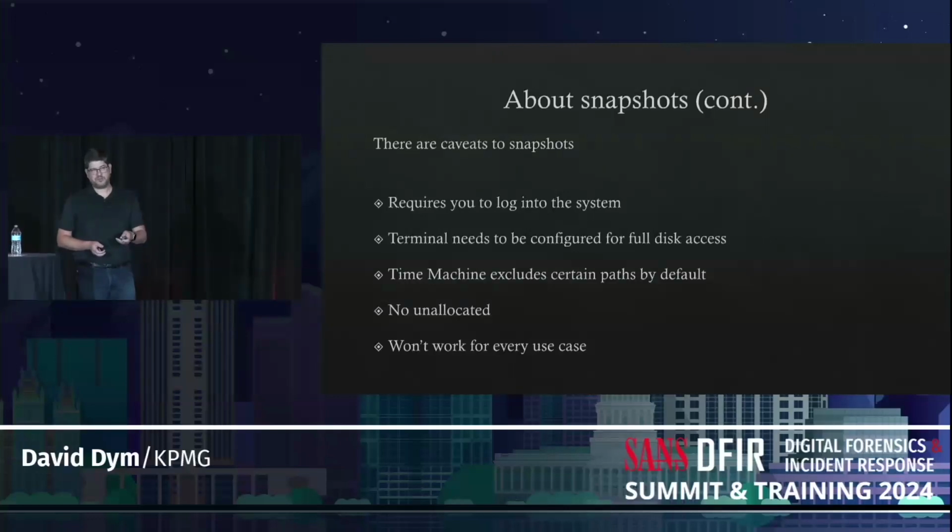I'm hoping somebody will try to prove me wrong on that and do some diffs and deltas that show that there is maybe something missing. You're not going to get unallocated, but for what I'm going to be talking about, it's not really a big deal because the disk is encrypted. The way APFS works, correct me if I'm wrong, I don't usually get a lot out of unallocated.